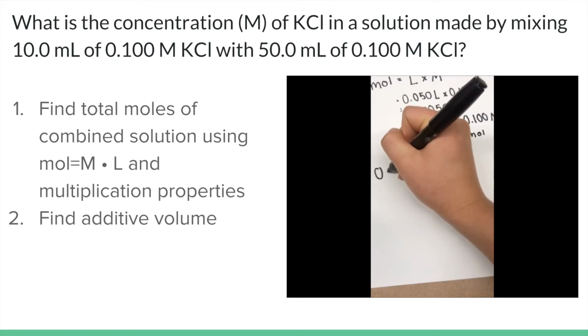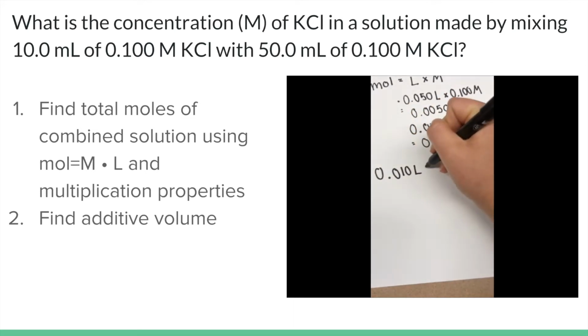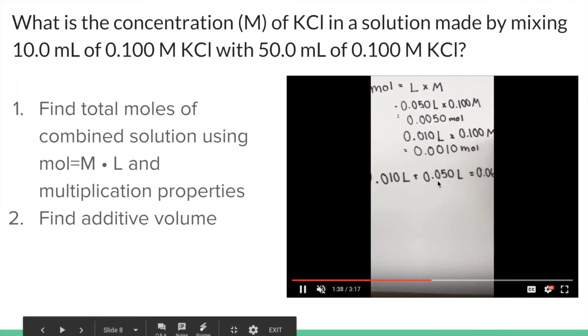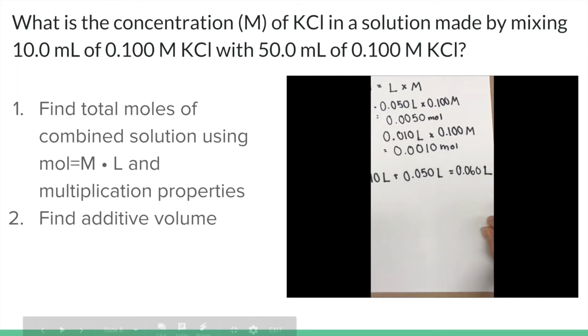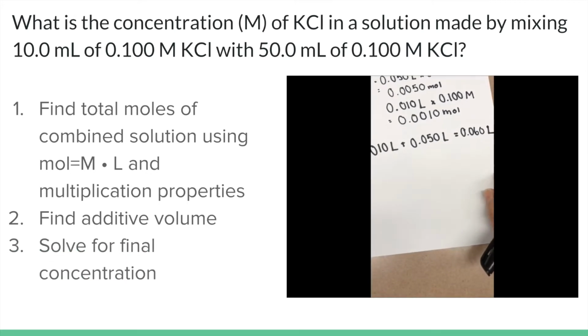The next thing we're going to do is find the additive volume. So the two different samples we have of different volumes, we're simply going to add them together. We have 0.010 liters plus 0.050 liters. Simply add these as if they were one on top of another, if you want to picture it that way. But I think that's pretty simple math. I think you guys know how to do that one.